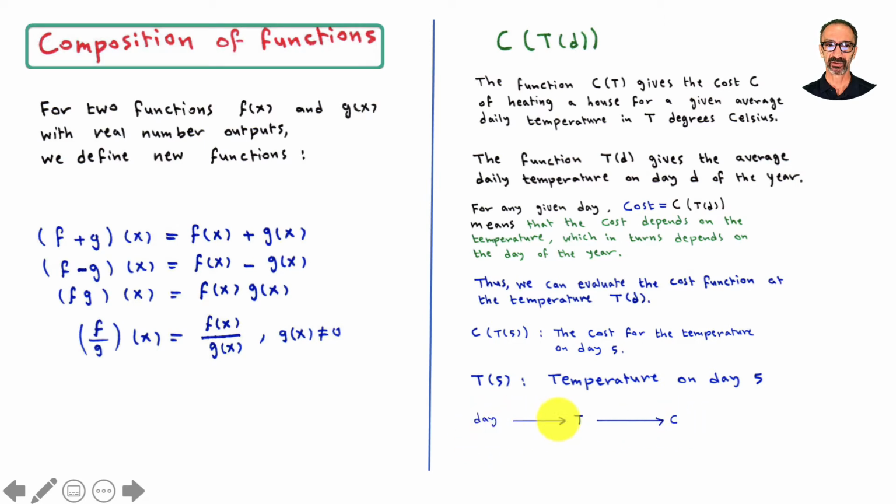So it starts here, then goes to t. Then that becomes an input for another function called c. So we have day 5, we have t of 5. T of 5, whatever the value is, will be the input for the newer function, which is c, and that will read as c of t of 5. And that also explains the cost for the temperature, c of t of 5, and t of 5 is the temperature on day 5.